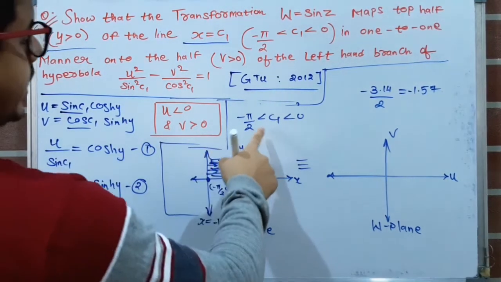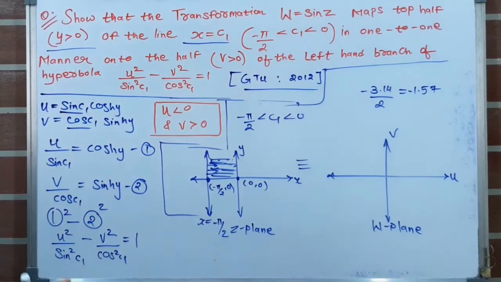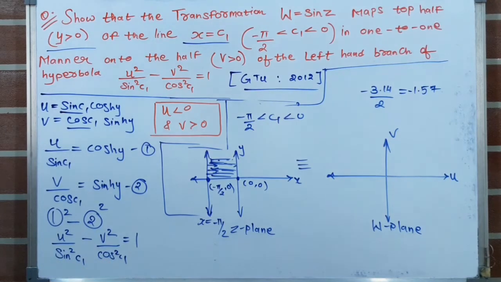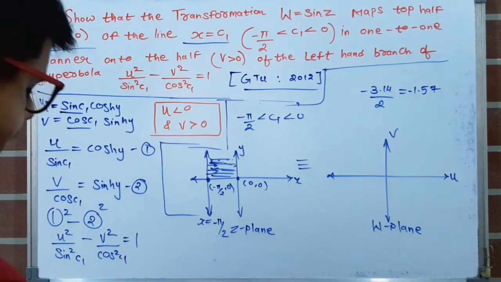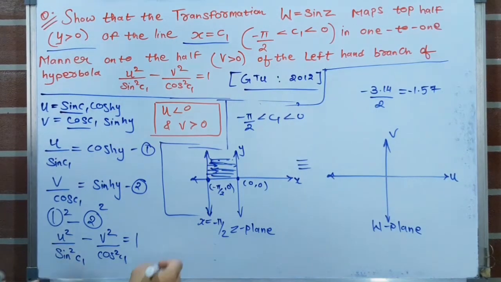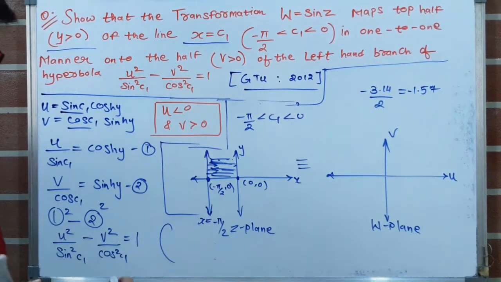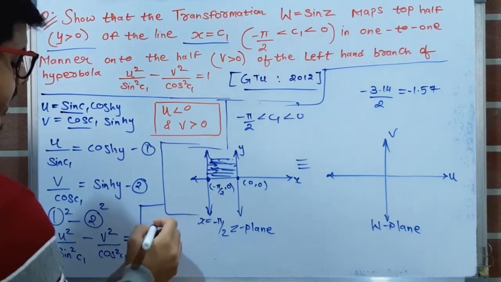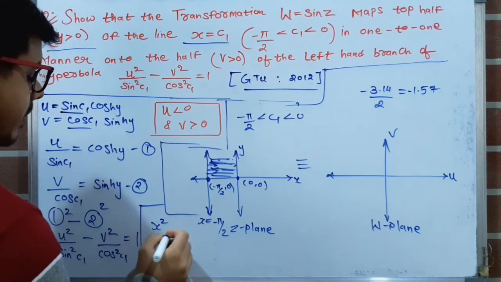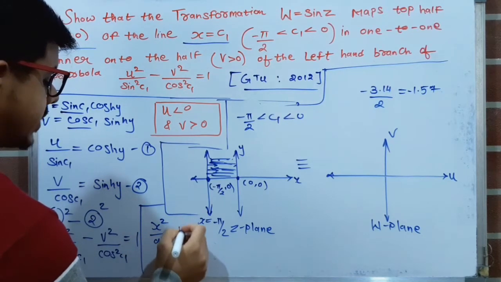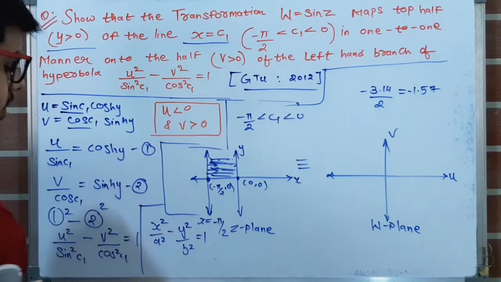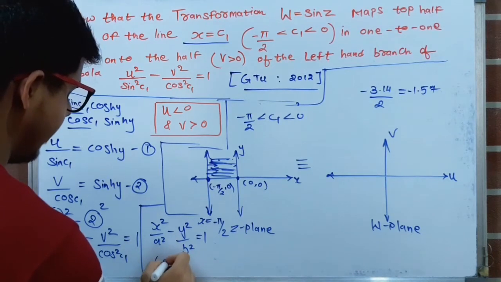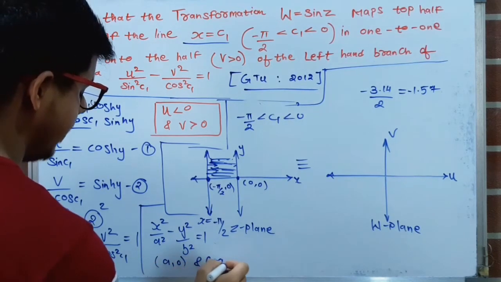So let's say c1 is minus pi by 2. So sine of pi by 2 will be 1 and cos of pi by 2 will be what? 0. Okay, but as we know the vertex of this hyperbola, I will discuss it from the start. The standard equation of a hyperbola is x square by a square minus y square by b square equals to 1. Now the vertices of this hyperbola will be a comma 0 and minus a comma 0.